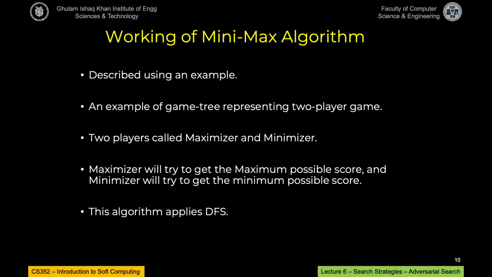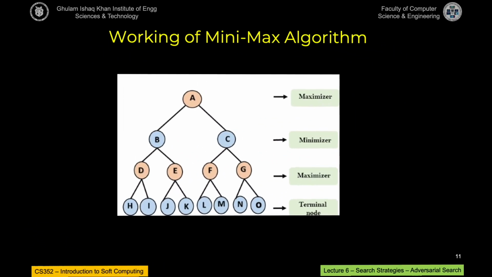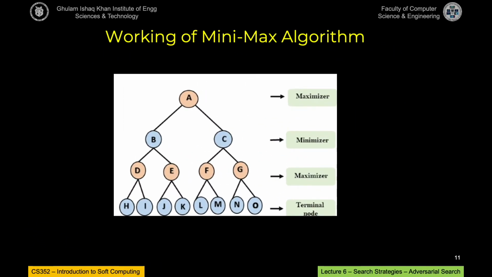This algorithm applies depth first search, so in this game tree, we have to go all the way through the leaves to reach the terminal nodes. At the terminal node, the terminal values are given, so we will compare those values and backtrack the tree until the initial state occurs. Following are the main steps involved in solving the two-player game tree.